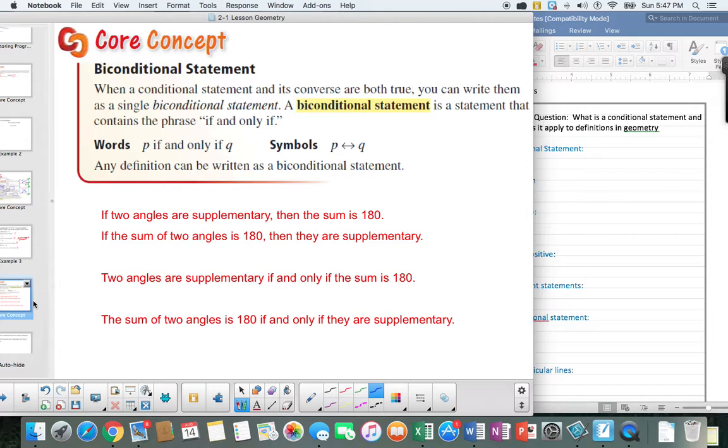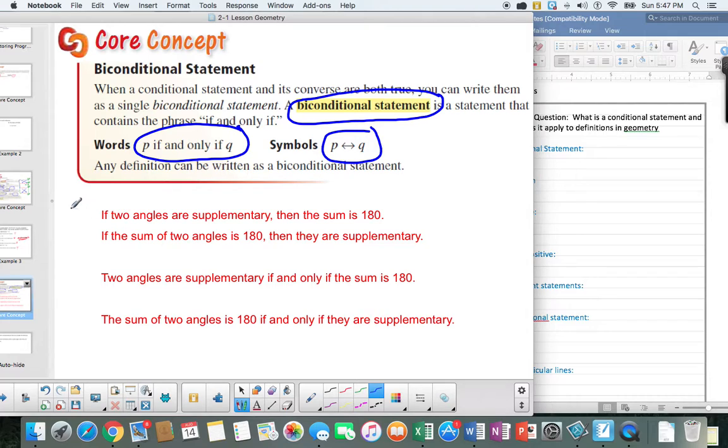All right, biconditional statement. A biconditional statement is when a conditional statement and its converse are both true, you can write them as a single biconditional statement. Now here is the vocabulary word, which you need to go to your notes. You need to write the words and you need to write the symbols. Now here's an example of what they're talking about.